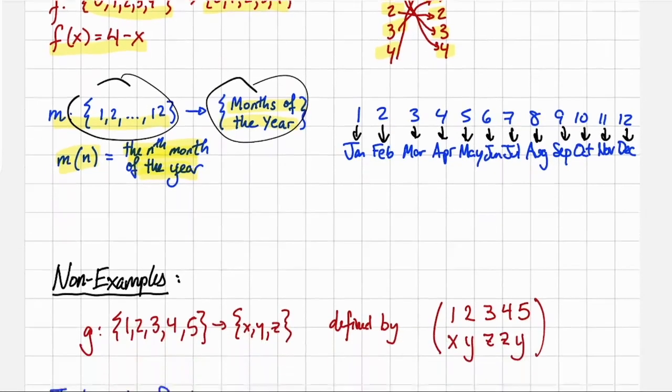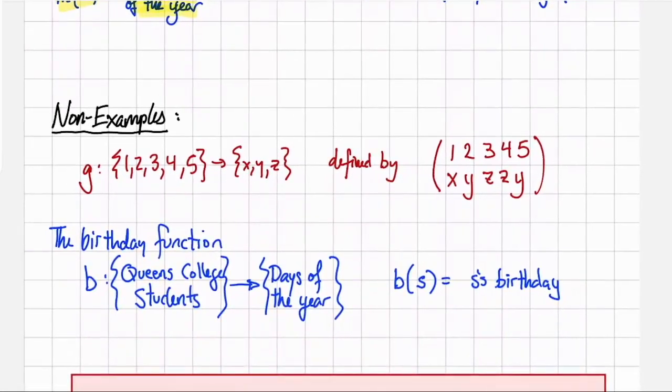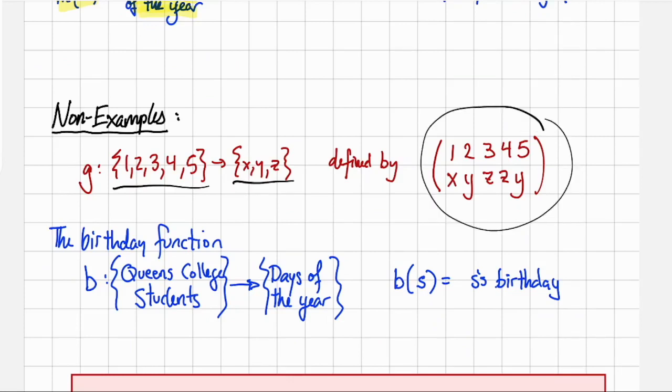Now let's look at what can go wrong. Here are some non-examples. Consider the function g from the numbers 1, 2, 3, 4, 5 to the letters x, y, z. 1 goes to x, 2 goes to y, 3 goes to z, 4 goes to z, 5 goes to y. We see that both 3 and 4 have z as their image, and therefore this function is not injective, which means this function is not bijective.